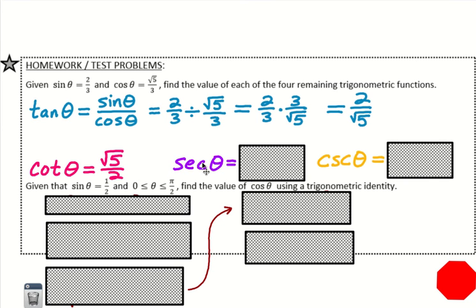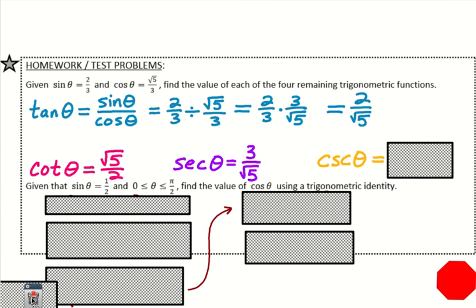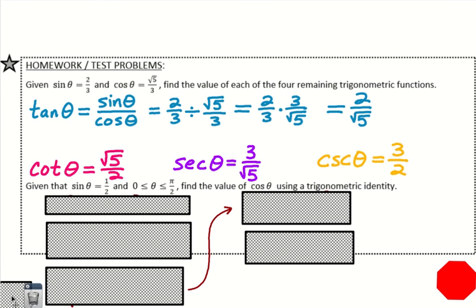Which one do we flip for secant? We flip cosine, which we were given in the first place, 3 over root 5. And I guess process of elimination, which one do we flip? Well, not just process of elimination. You should know this by heart. Which one do we flip for cosecant? We flip sine, which we were given in the beginning as 2/3. So when we flip it, we get 3/2.